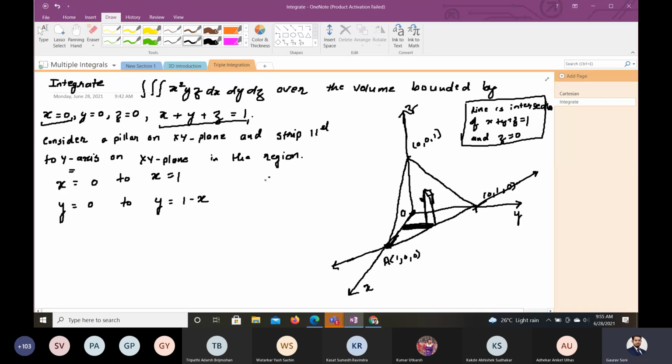Now let's talk about the pillar. Your pillar starts from the xy plane. On xy plane, what is the value of z? That is 0. The upper limit for z is where it goes up to the plane. From the equation of the plane, find out the value of z.